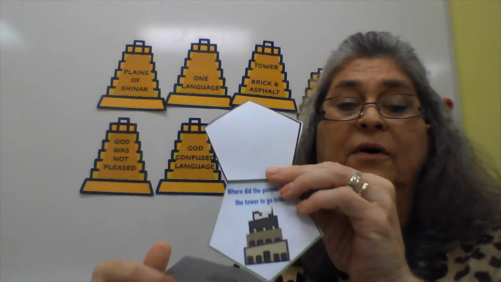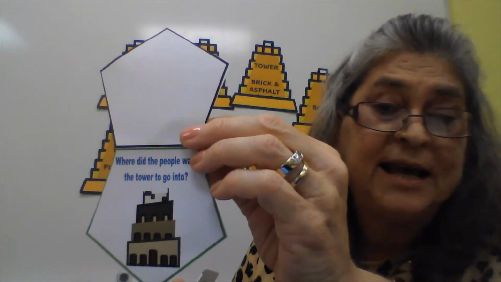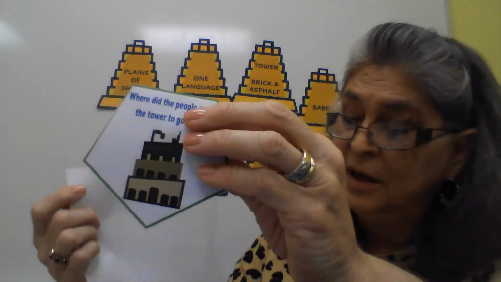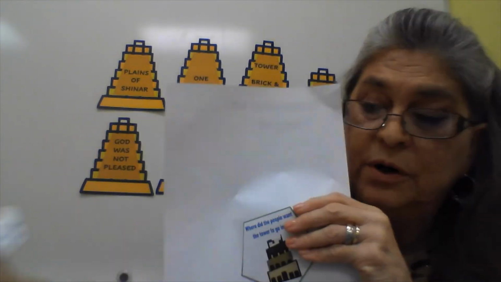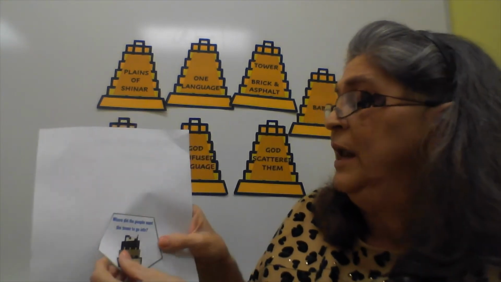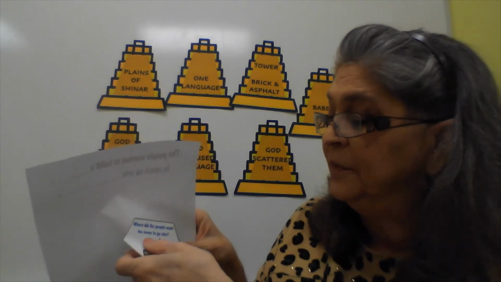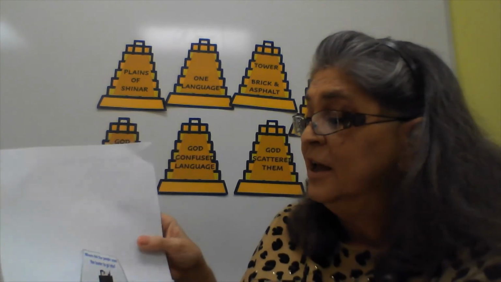Okay, so after you glue that on, then you want to take and cut out the pyramid. I can't remember what it's called on the website, but you want to cut this out, and you want to fold the flap over, just like you did with the other. And you want to then glue it on the bottom. So you're going to have this one on the top, this one on the bottom. And you're going to want to glue it, and then you're going to want to answer the question, where did the people want the tower to go into? And you open up the flap, what would your answer be? Well, they wanted it to go into heaven, okay? So that's going to be your worksheet there.